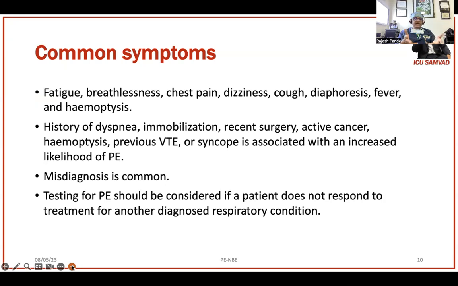So these easily available tools become the standard of investigation for us. And based on these, we will have to take an urgent call whether we anticoagulate and thrombolyze these patients or not. So please understand, you cannot wait for CTPA. In these situations, CTPA is not possible.